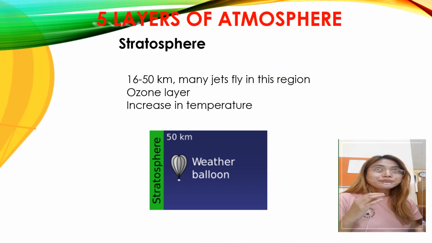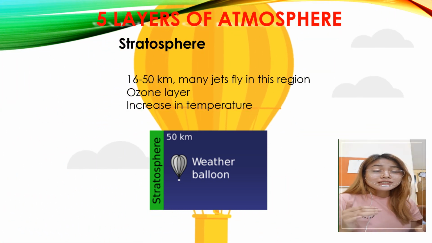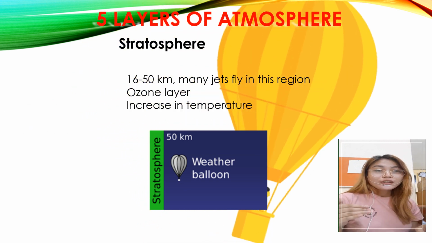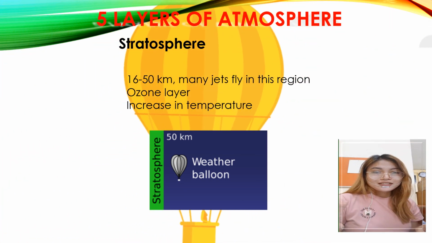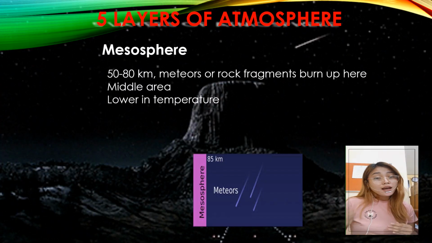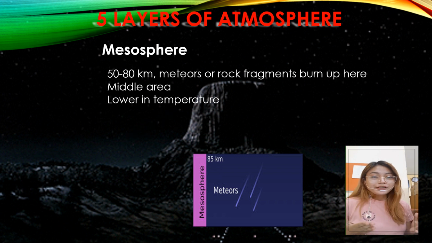Usually, temperature increases as we go higher because we are coming nearer to the sunlight or the sun rays. Next is the mesosphere, which is also called the middle area.